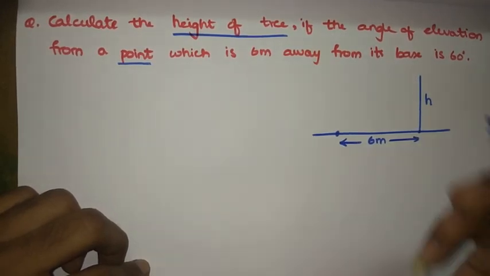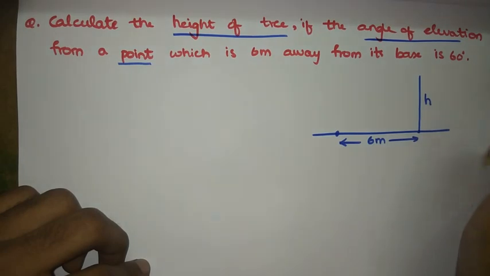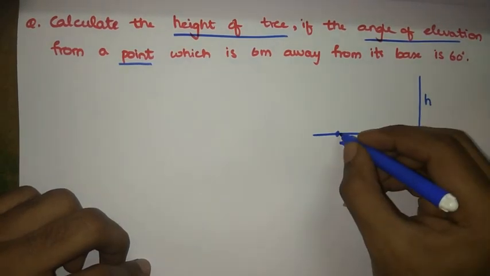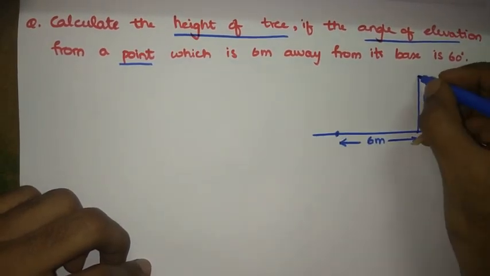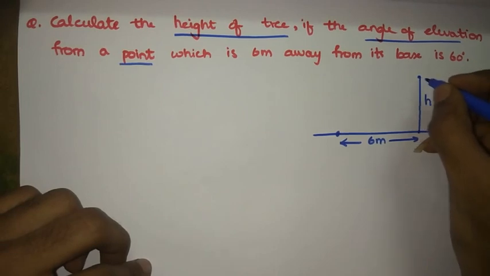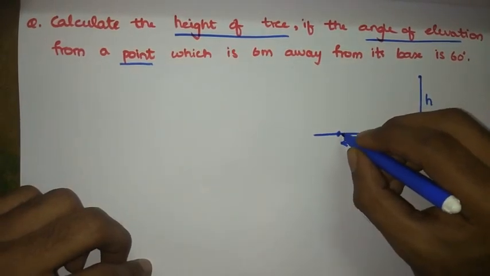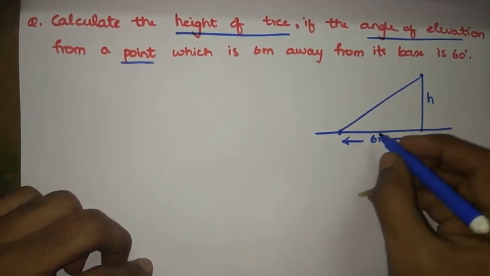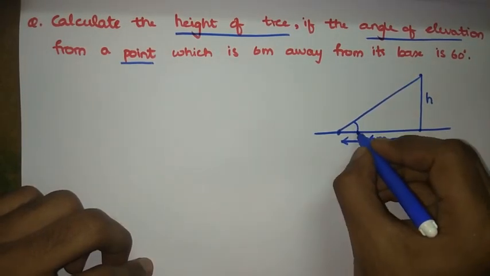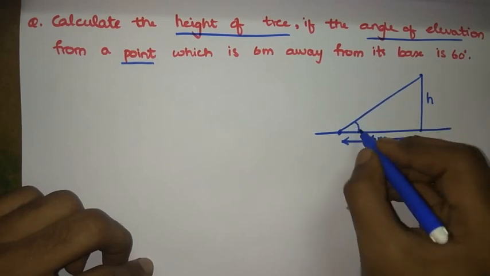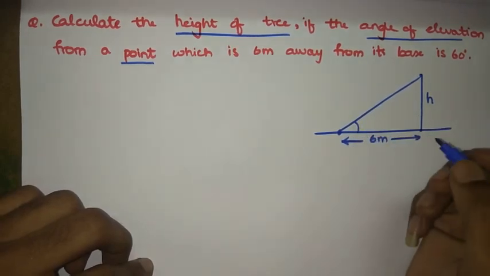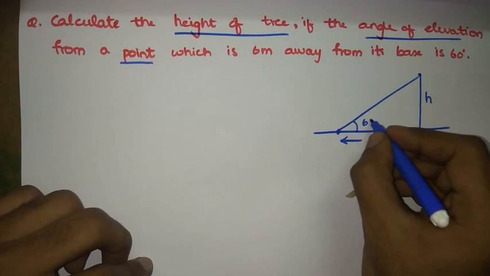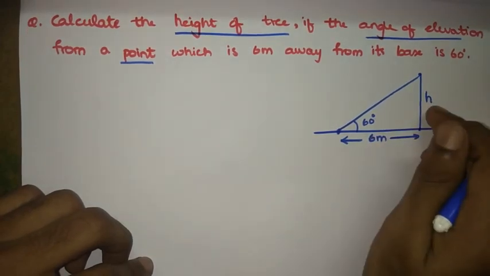And given the angle of elevation, the angle of elevation is nothing but the line joining the tip of the tree and the point is this. So the angle between the ground and this line is the angle of elevation. So it is 60 degrees. We need to calculate this height.